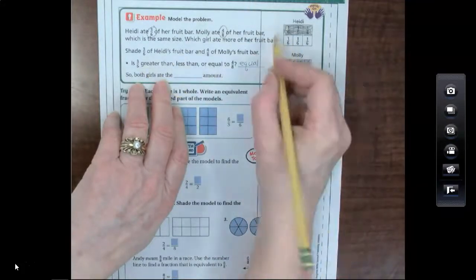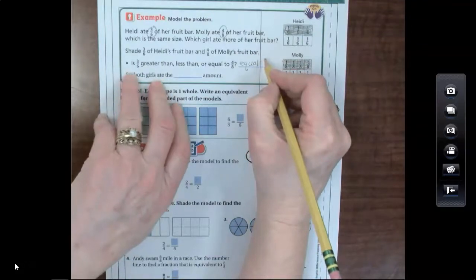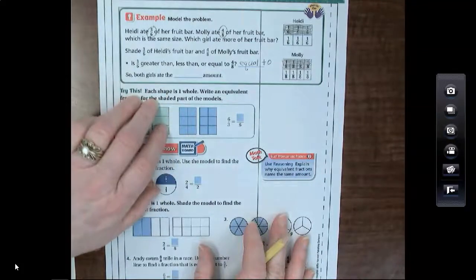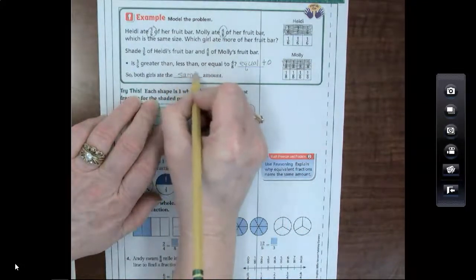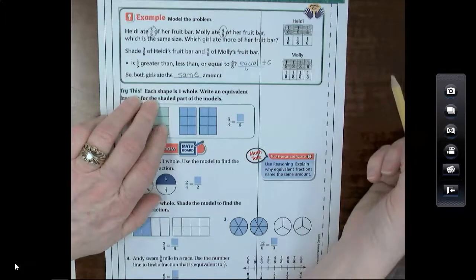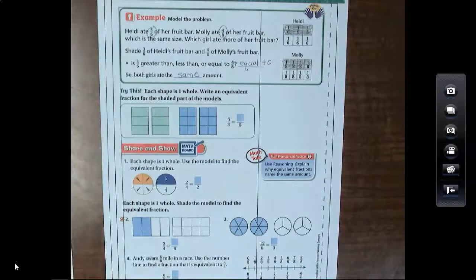3/6 is equal to 4/8. So they're equal. So both girls, what they did, they ate the same amount. See, they ate the same amount of their fruit bar. Now, they cut their fruit bar into different size pieces, but they ended up eating the same amount out of the original size of that fruit bar.